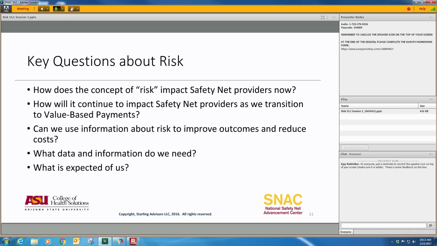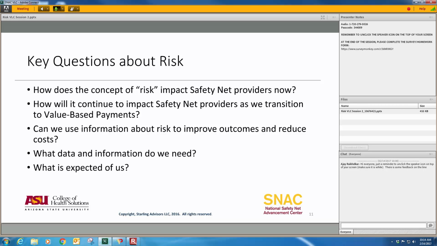And with that, I'm going to transition to discussing a framework for better using risk in our environment. So you really hit on the head why this topic is important in the responses to your homework. And so I'm going to lay out for you now some of the key questions that we should be thinking about as we discuss the framework for approaching risk in our environment. First is, how does the concept of risk impact safety net providers now? And it's already there. This is not a force that suddenly gets added to the equation.